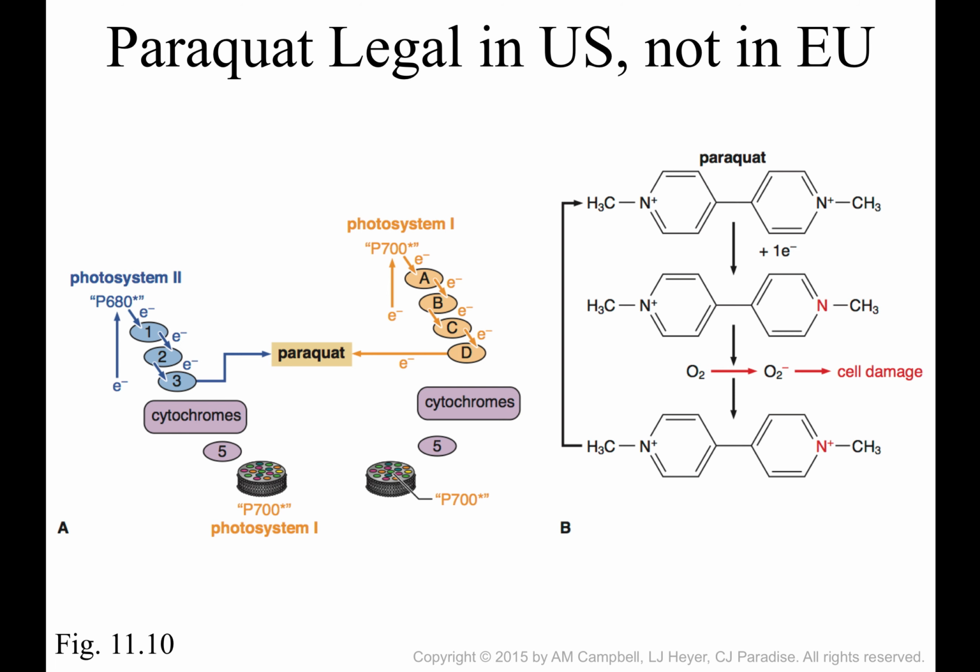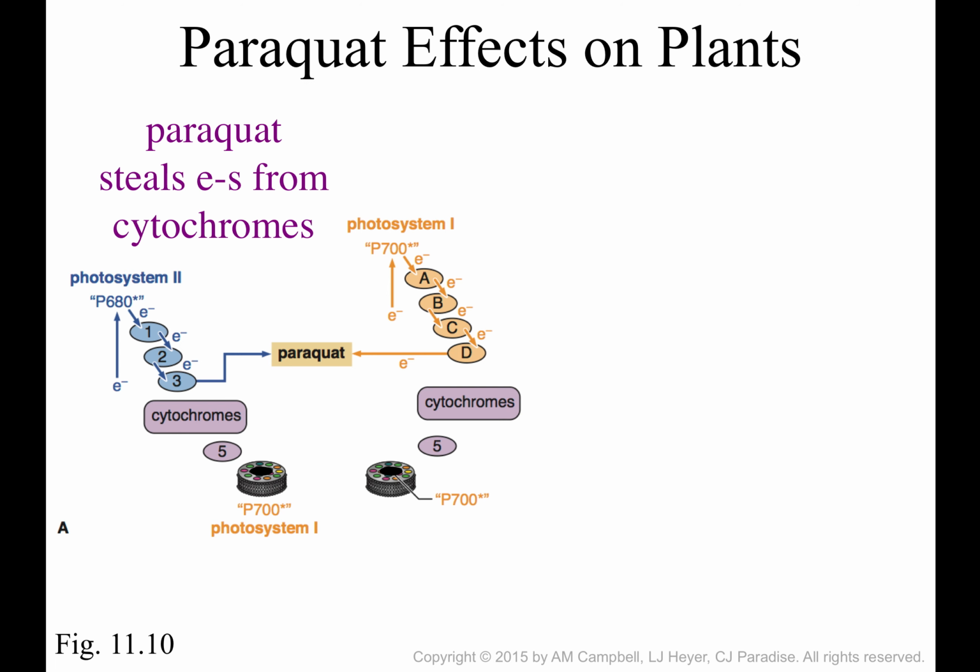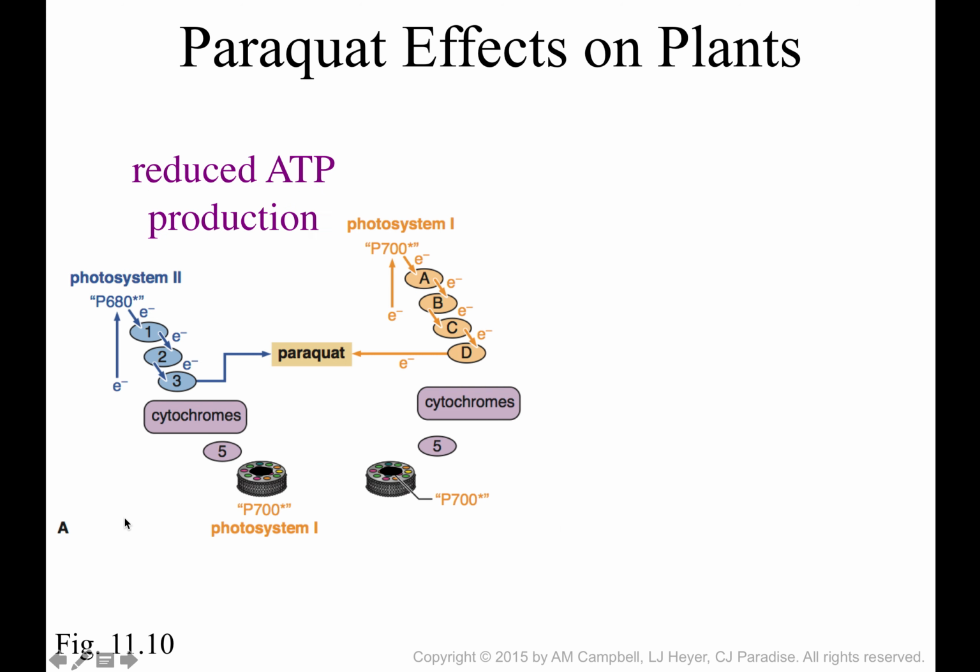All right, so how does it work? What paraquat does is it steals electrons from cytochromes. So these electrons are falling down this chain. As they fall down this chain, it's used to move protons from the stroma into the lumen. Paraquat instead steals them away from this chain. So can't move the protons, can't make ATP. Okay?